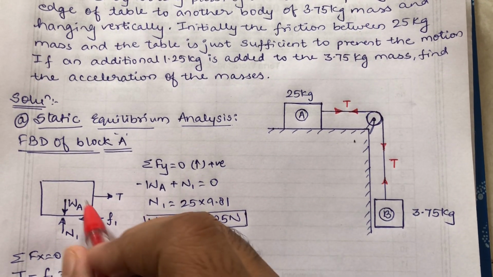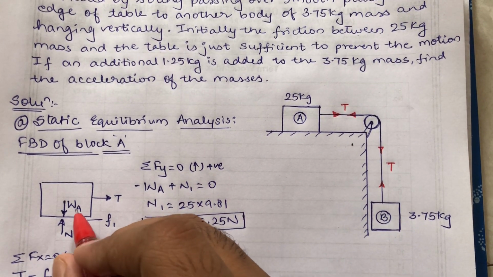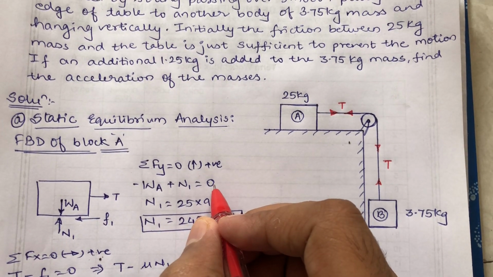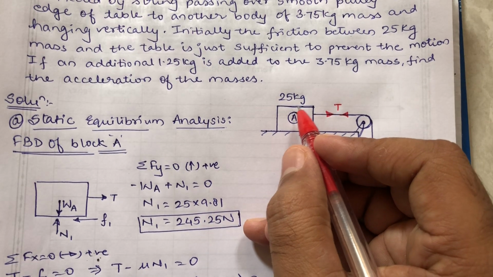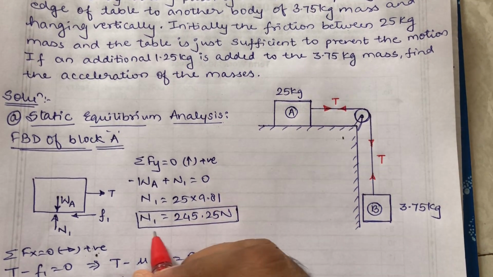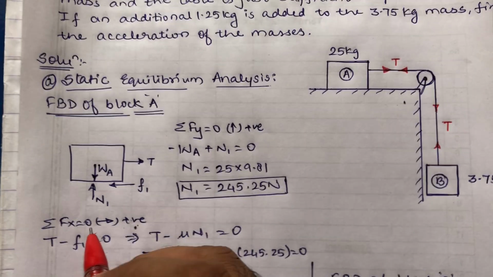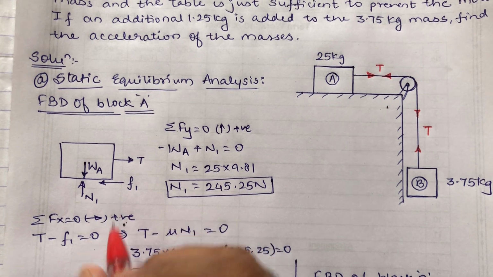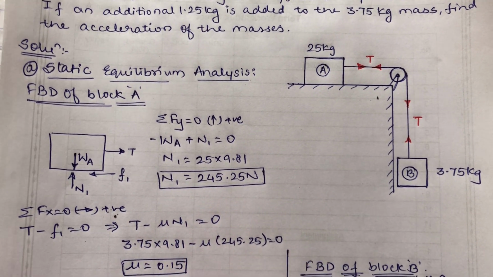So if I apply summation Fy equals 0, upward direction positive, with that: minus WA downward plus N1 upward equals 0. N1 equals WA. WA is 25 kg into 9.81, which gives you the N1 value. Applying summation Fx equals 0, right side taken positive, so plus T minus F1 equals 0. F1 is mu into N1.